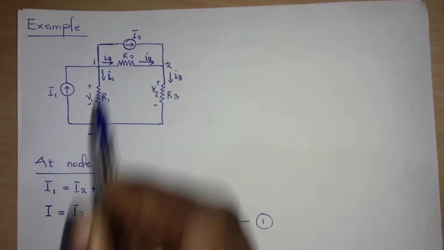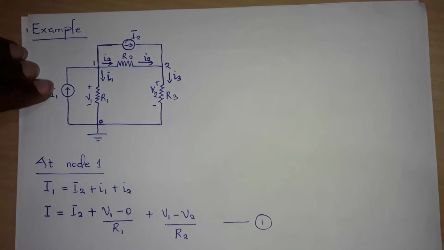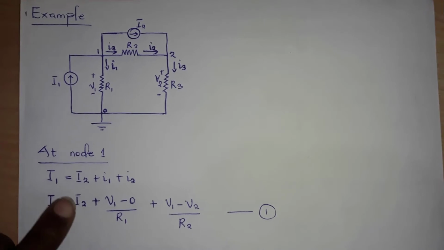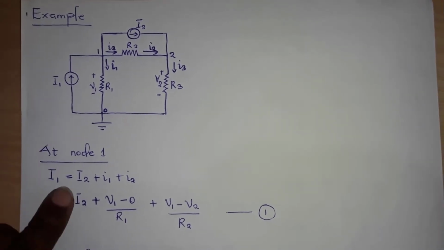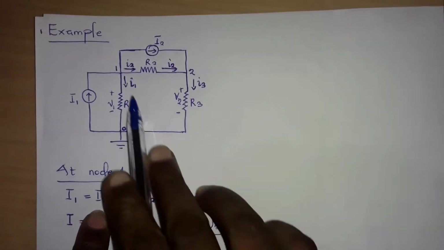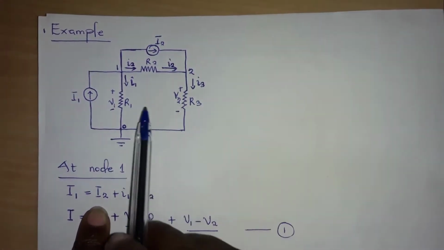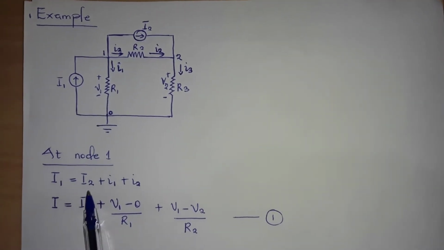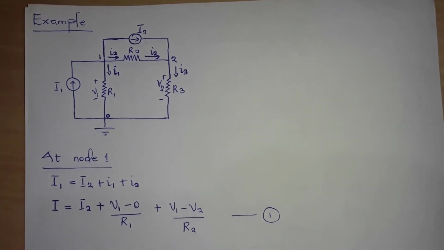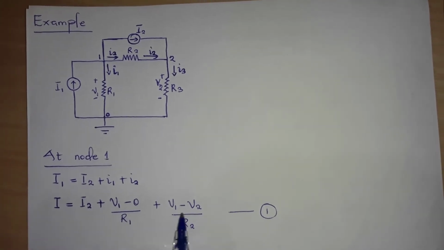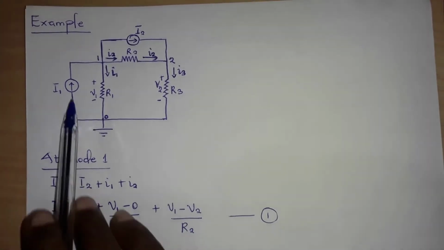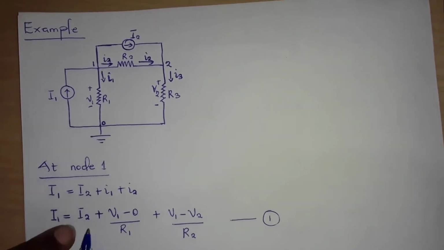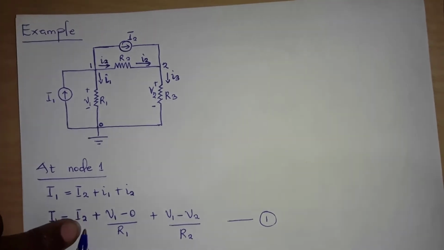So at this particular node 1, capital I1 current is entering the node. So we have I1, and that is the only current entering the node, equals capital I2 is leaving the node. Then small I2 is also leaving, then small I1 is also leaving the node. So we have I1 equals I2 plus I1 plus I2. So expressing it in terms of voltage, capital I1 is a current source, so we are going to leave it as that, I1. Then capital I2 is also a current source, so we are going to leave it as that.